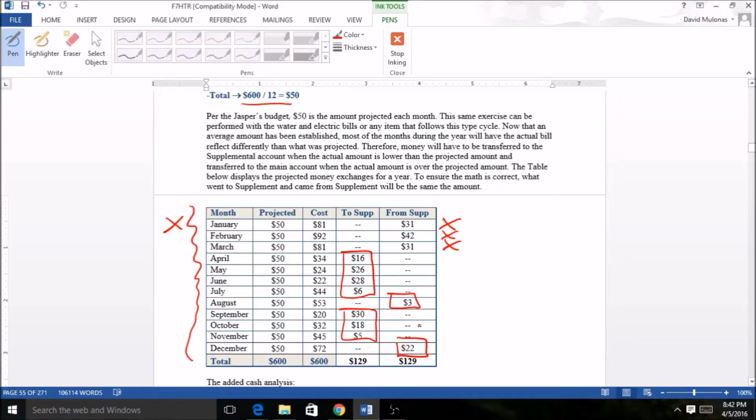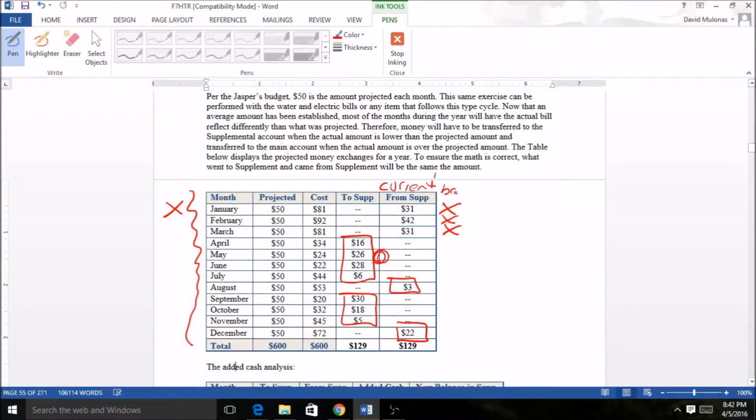Now, with the other exercise, we had a negative balance. We had an added cash row in here, and we had a couple more columns that said, hey, what is our current balance? So we were tracking when the zeros would happen, when would the negative happen, if it was going to happen, so that we could determine through the year how much it would cost.